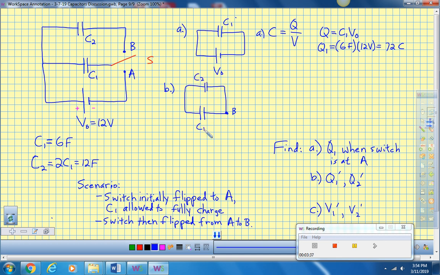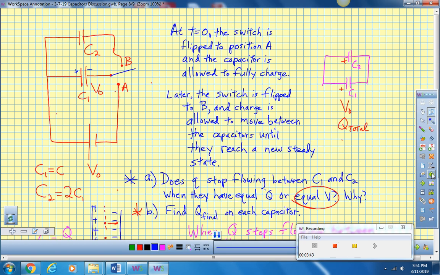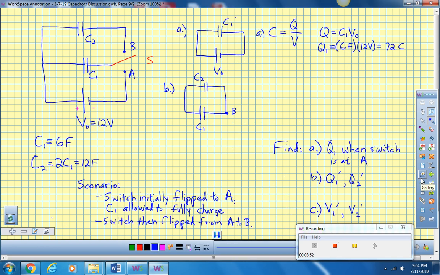Okay, so what we had a lengthy discussion about in class was this idea that charge stopped flowing between capacitor 1 and capacitor 2 when they have equal charge or equal voltage. And we deduced that it's because of equal voltage, because charges in any kind of circuit or situation flow because of differences in voltage.